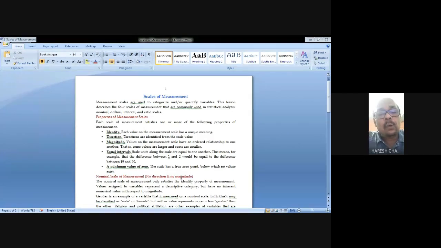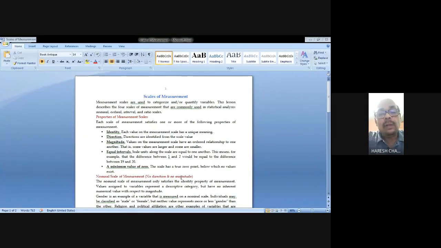I am explaining to you the ordinal scale. The ordinal scale has the characteristic of knowing the difference. The direction of difference is known, but the magnitude is not known. About the direction of difference, if I ask whether one is better than two or not, you will answer yes, because first is better than the second.